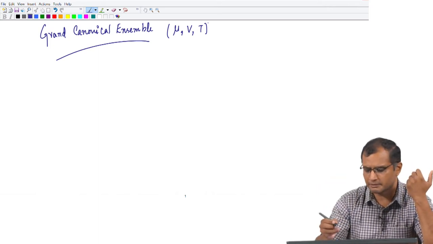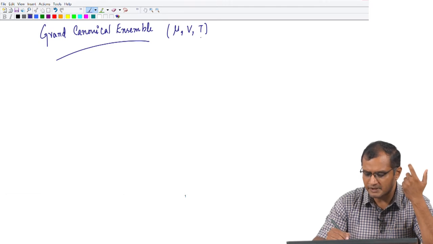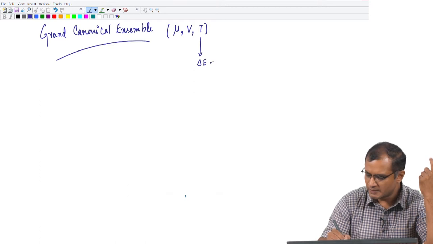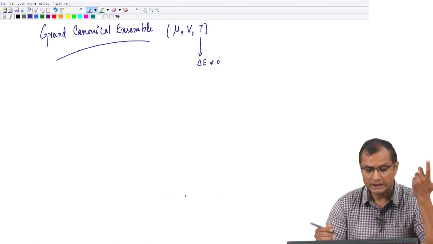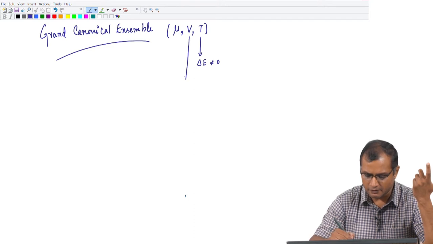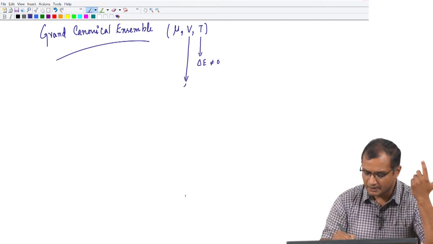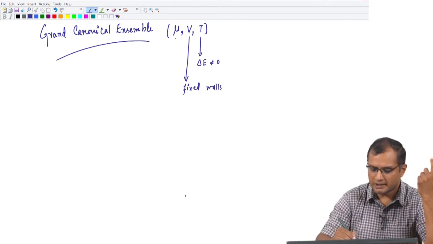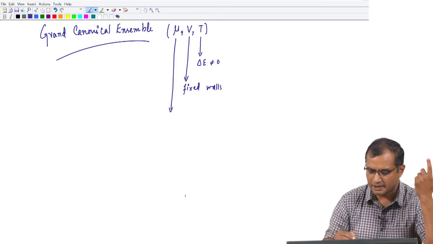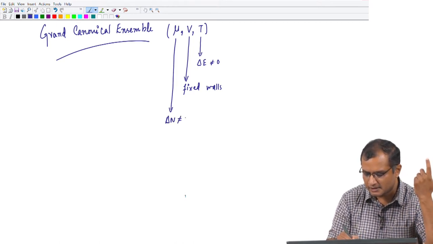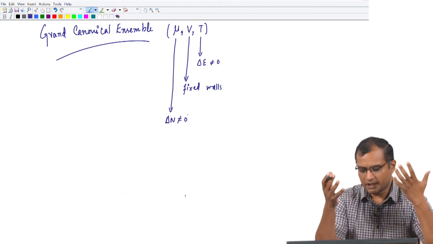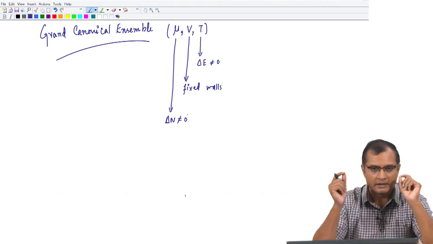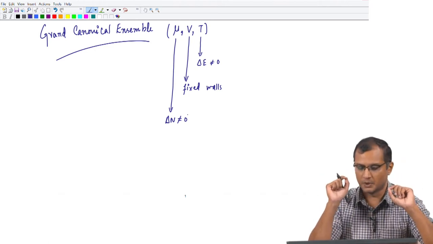And just to recall the important results, this temperature T was controlled by allowing exchange of energy with the reservoir, and volume was kept fixed by using fixed walls. And the chemical potential was kept fixed by allowing for exchange in the number of particles between the system and the reservoir. So, delta N and delta E represent here exchange of the thermodynamic variable.